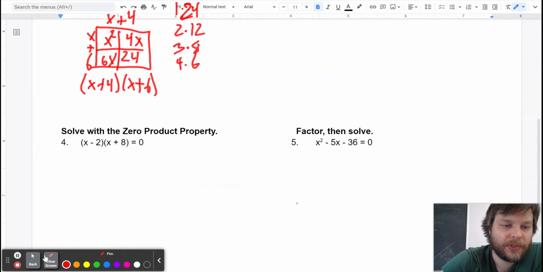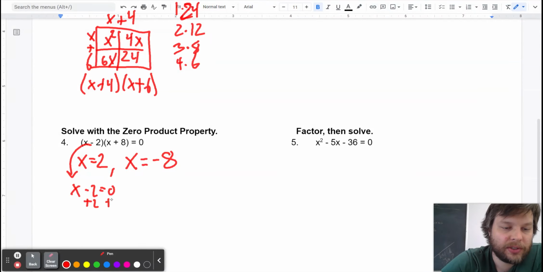Going down to the bottom, solving with the zero product property, we're just trying to make each of the parentheses equal 0. So I know that x equals 2 makes the first set of parentheses 0, and x equals negative 8 makes the second set of parentheses 0. All you're doing is taking each set of parentheses and making it equal to 0. And the way you would solve that is by just doing plus 2 on each side. Very similar process for x plus 8 equals 0.